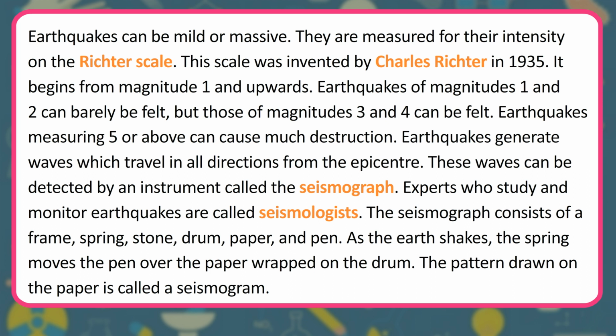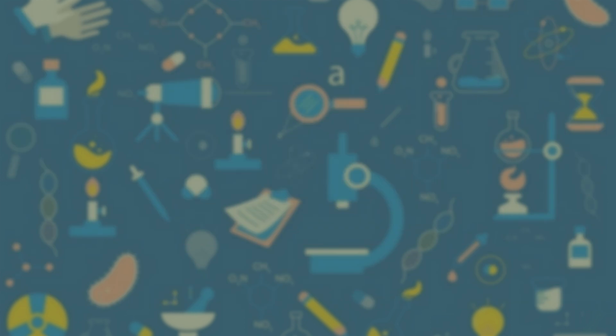Earthquakes generate waves which travel in all directions from the epicenter. These waves can be detected by an instrument called the seismograph. Experts who study and monitor earthquakes are called seismologists. The seismograph consists of a frame, spring, stone, drum, paper, and pen. As the earth shakes, the spring moves the pen over the paper wrapped on the drum. The pattern drawn on the paper is called a seismogram.